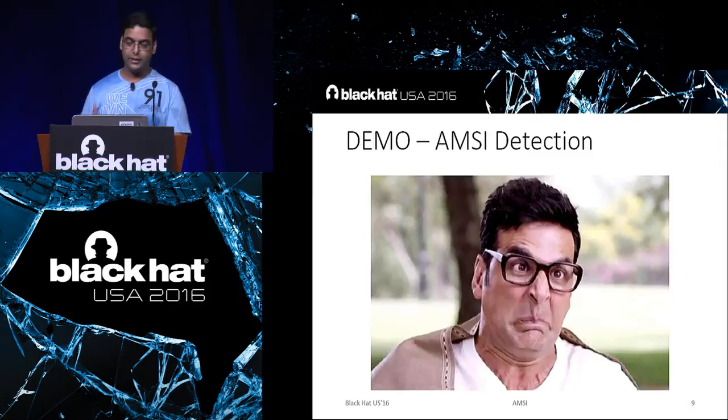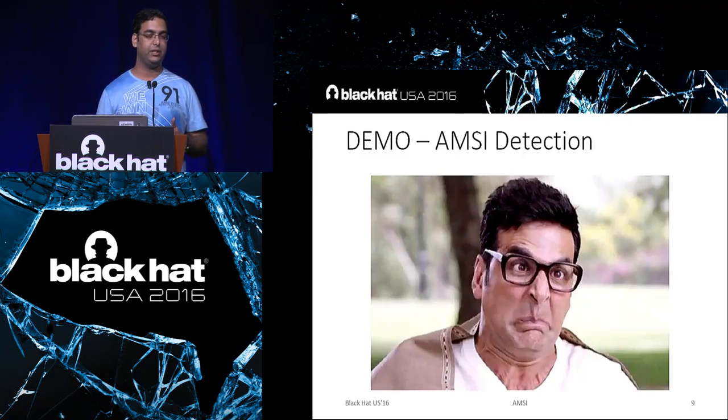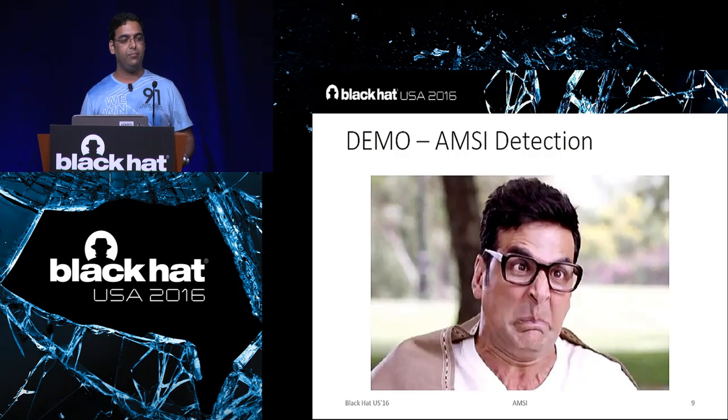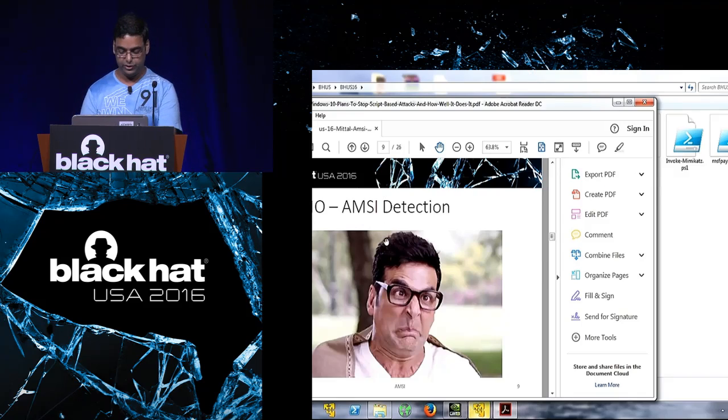So let's have a look at the AMSI detection. What we are going to see in this demonstration is I'll turn off AMSI on the VM on my box, and then I'll try to invoke Mimikatz from a local web server. It should not get detected. Then I'll turn on AMSI, and then I'll try to pull that script, and it should get detected. So that's the idea of this demonstration.